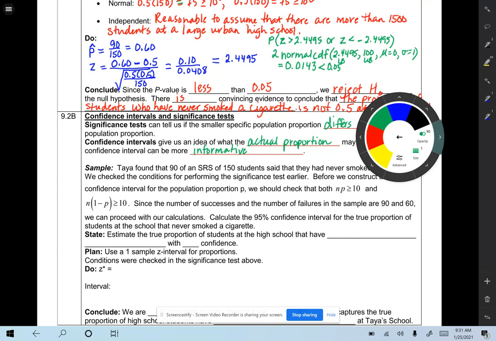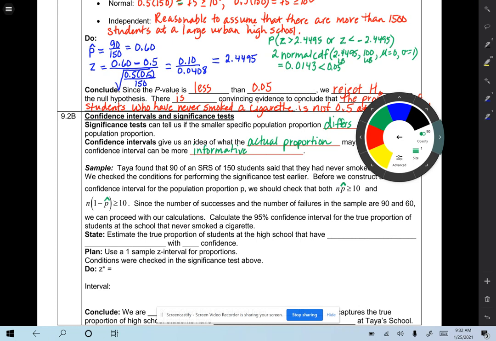Before we construct a confidence interval for the population proportion p, we should check that both n times p hat is greater than or equal to 10, and n times 1 minus p hat is greater than or equal to 10, because that is what we use for our conditions in a confidence interval. So since the number of successes and the number of failures in the sample are 90 and 60, we can proceed with our calculations.